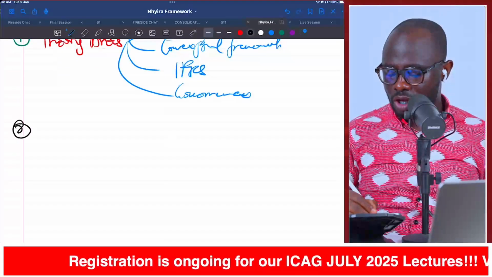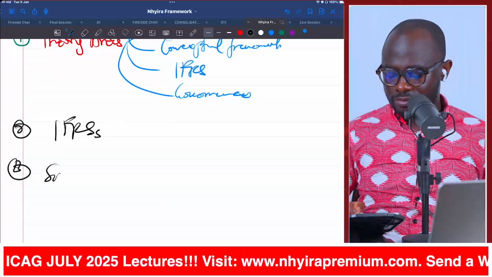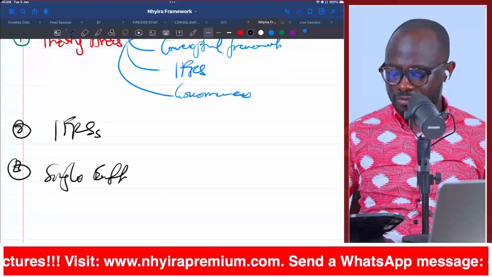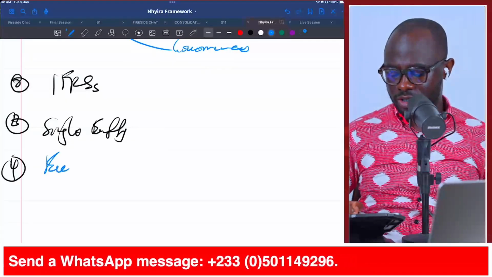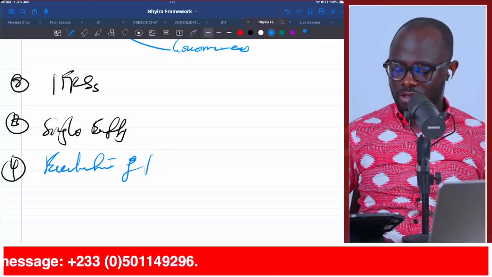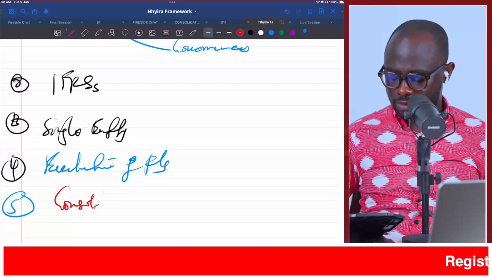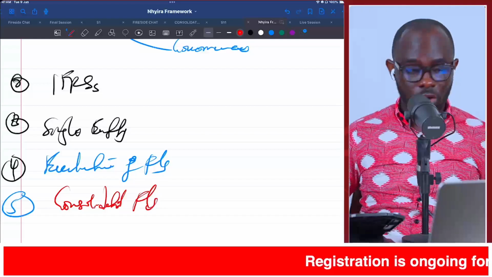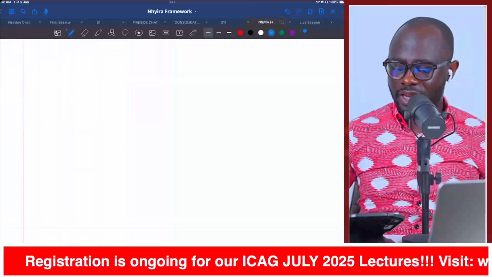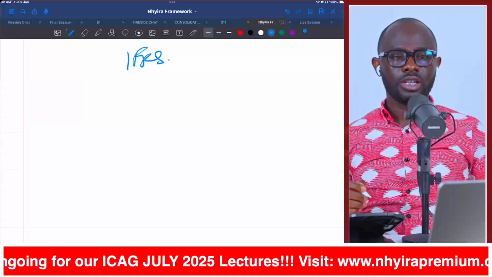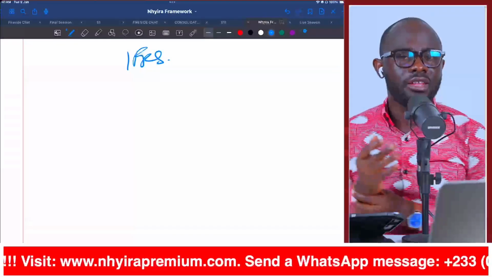Number 2, we come to the accounting standards, the IFRSs. Number 3, the single entity financial statement. Number 4, the evaluation of the financial statement. Number 5, the consolidated financial statement. But stay with me, because when it comes to the IFRSs, you have to break that down further. You cannot just write IFRSs on your study plan.